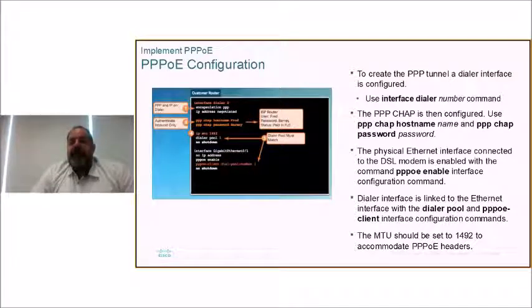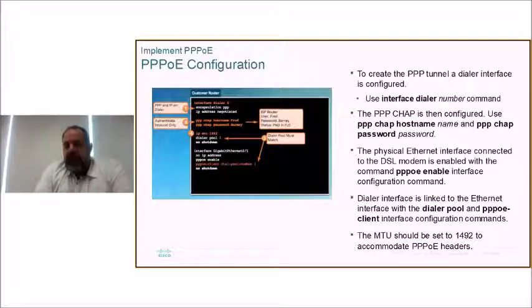So to create a PPP tunnel, a dialer interface needs to be configured. You just do interface dialer and a number. One is a popular number. And then you need to tell the client router what host name it is, and that's basically sent as the username for the connection. And of course the password is its password. That will be sent through the PPP CHAP negotiations, and that's what will be authenticated. There are some other settings as well; the lab in the chapter does actually show that.